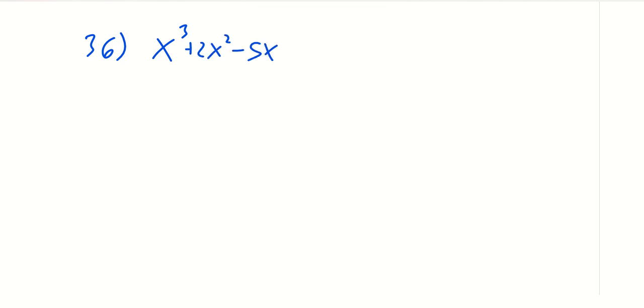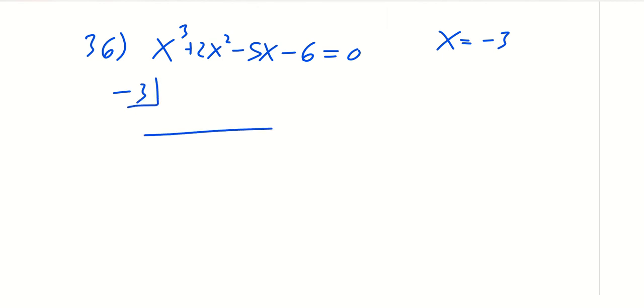Let's take a look at 36. Same style of question. We want to solve the equation x cubed plus 2x squared minus 5x minus 6 equals 0. And now we're told that x equals negative 3 is a 0 of this. So let's go ahead and break it down. We can do synthetic division. It's going to be 1, 2, negative 5, negative 6.